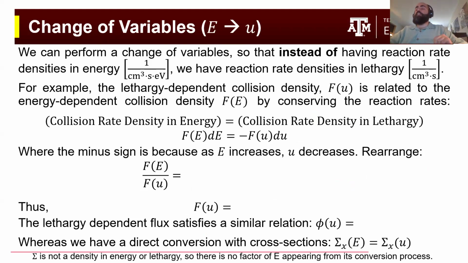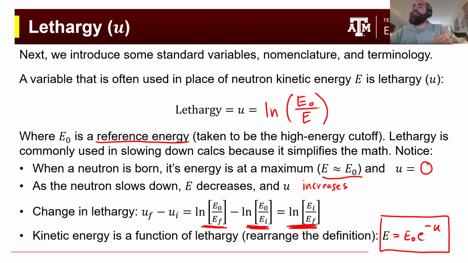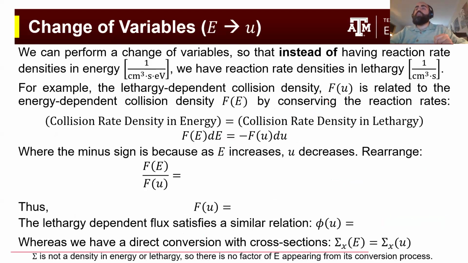Notice that lethargy is dimensionless, because we end up doing ln of E0 over E, and the E's, if it's electron volts, on the top and bottom are going to cancel. The natural log is a dimensionless quantity. So if it's energy dependent, it has per eV units. If it's lethargy dependent, it doesn't pick up any per eV units because lethargy is dimensionless. And if we want to convert a quantity from energy to lethargy, we just have to make sure that we're conserving any relevant physics in the conversion process.